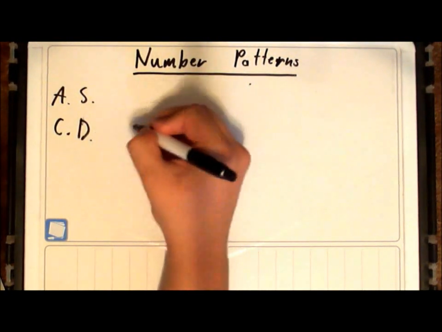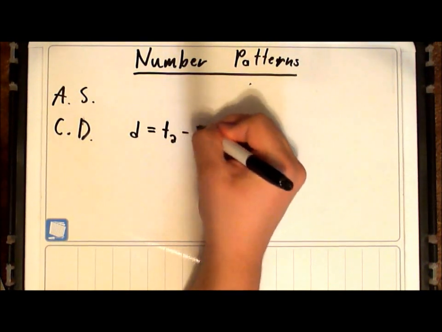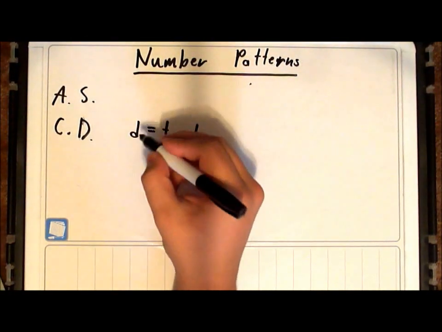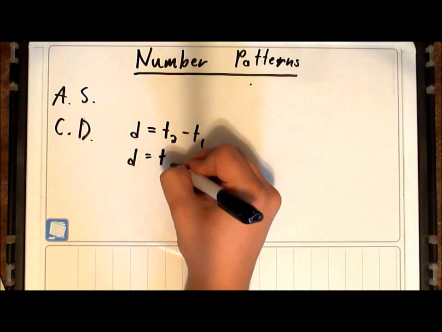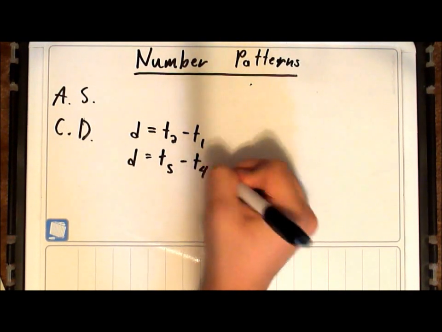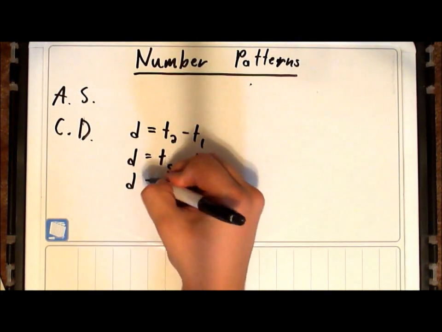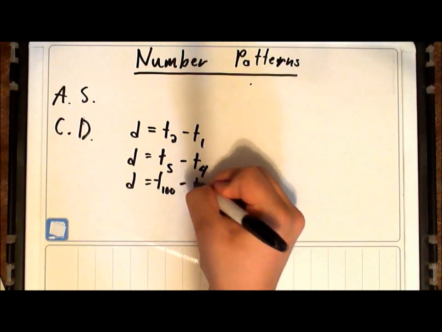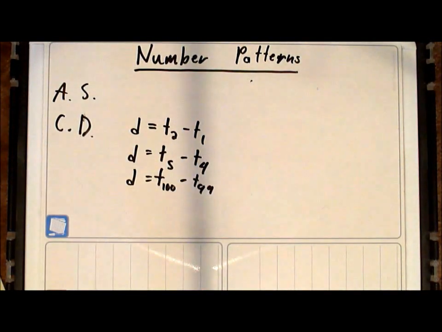And there's a formula for this, which is d equals t2 minus t1. As well, you can also do any two terms. So you go the one after, subtract the one before. d equals term 5 minus term 4. The t will keep standing for term. d equals t100 minus t99. Applies to all of them as long as it's the arithmetic sequence. So that's that formula.